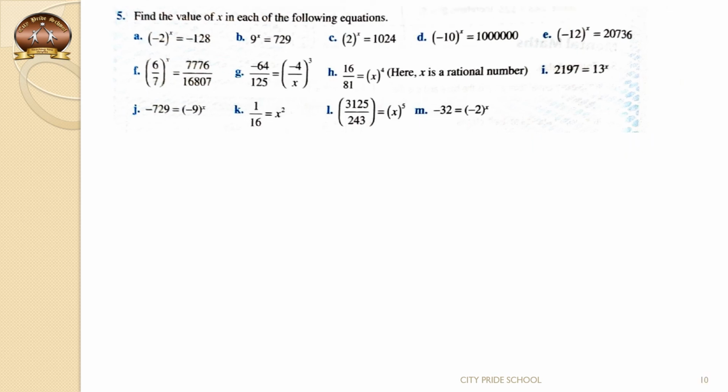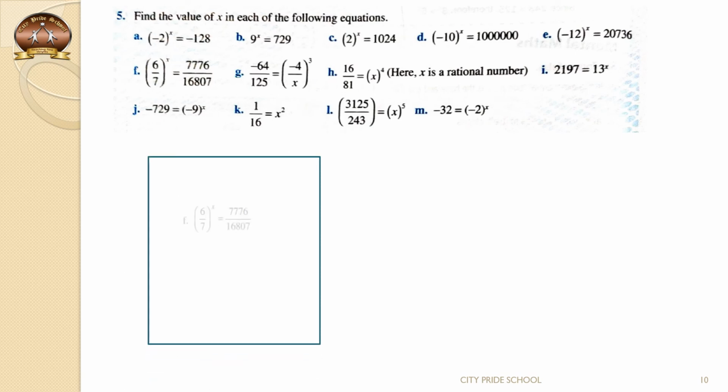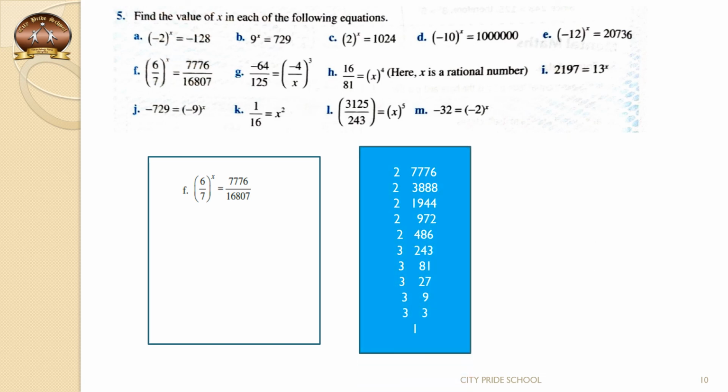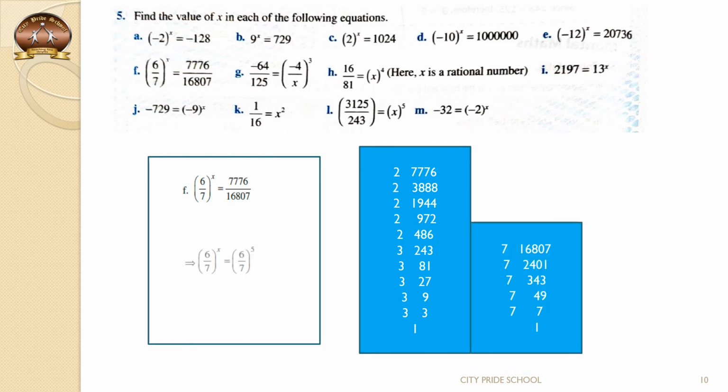Now let me take one more example. That is F1 I'll solve. That is 6 by 7 whole raised to x is equal to 7,776 divided by 16,807. So first I'll find the prime factors of 7,776 and then find the prime factors of 16,807 and write that in the exponential form. When I write in the exponential form, you can see that I can write it in the form of 6 by 7 whole raised to x is equal to 6 by 7 whole raised to 5. So here you can see the bases are same. So I can equate the powers. So the answer will be x is equal to 5.